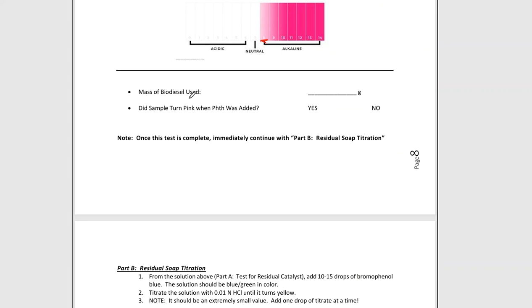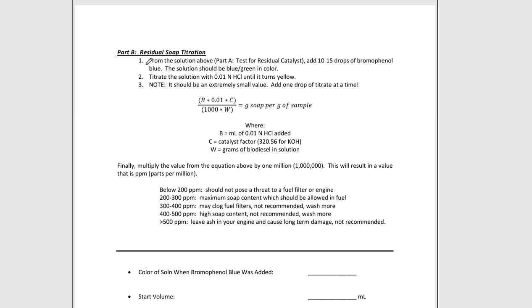All right, so mass of the biodiesel used, that is an area for you to write down your actual mass from the balance. And then, did the sample turn pink when phenolphthalein was added? Yes or no? Once you get that taken care of, we're now ready for part B, which is the residual soap titration.